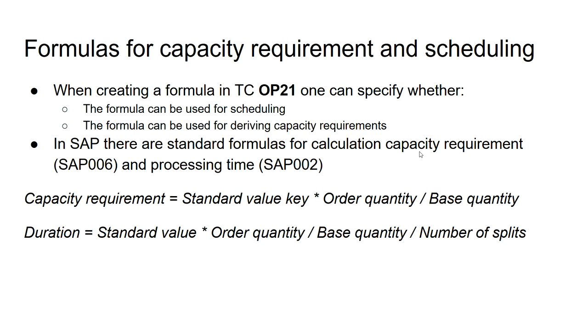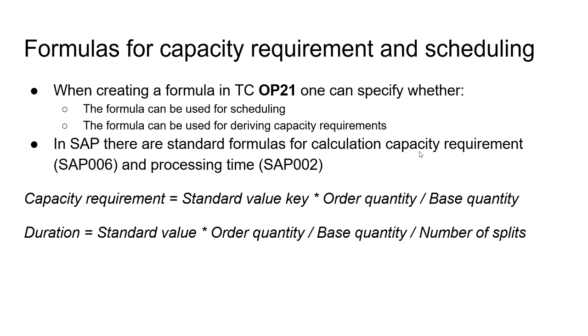Then it's also important to understand that you can create formulas yourself using transaction OP21. And when you create a formula, you can specify whether this formula is applicable to scheduling or whether it's applicable to deriving capacity requirements. But for those two purposes, there are also two standard formulas available in SAP, which would be SAP006, which is a standard SAP formula for capacity requirement. And then there is SAP002, which is a standard SAP formula for calculating processing time.